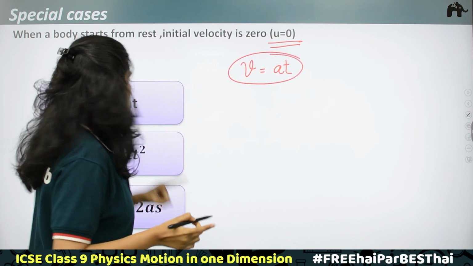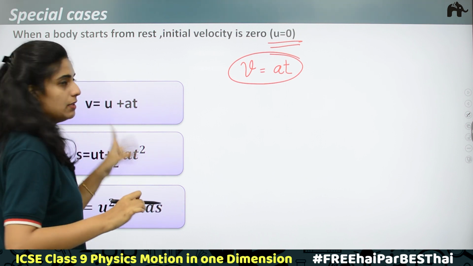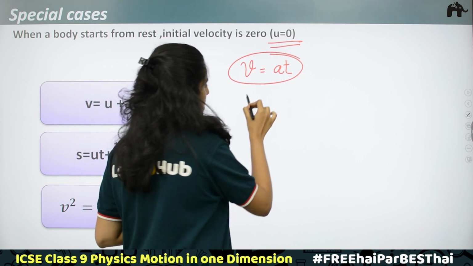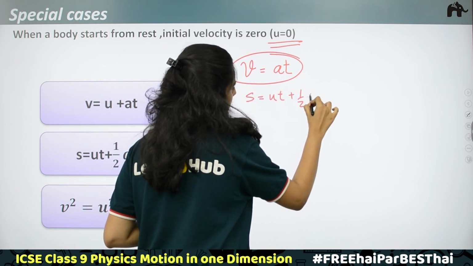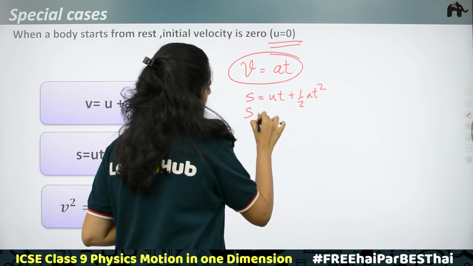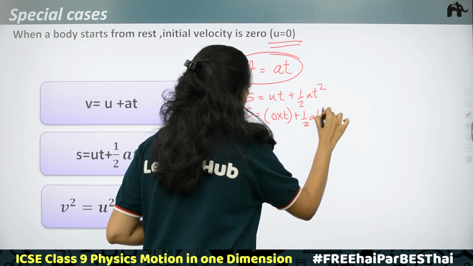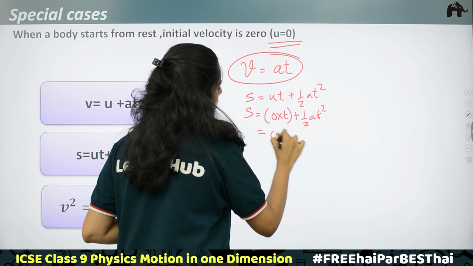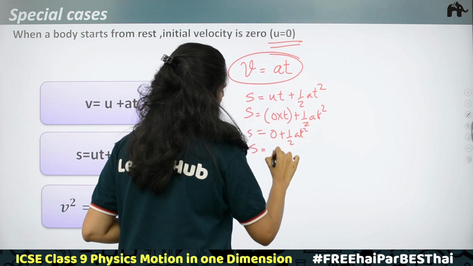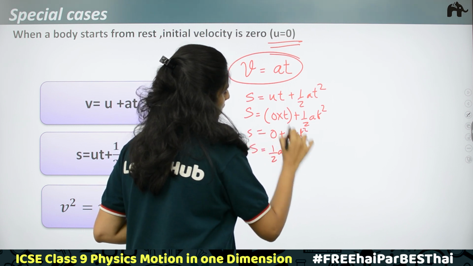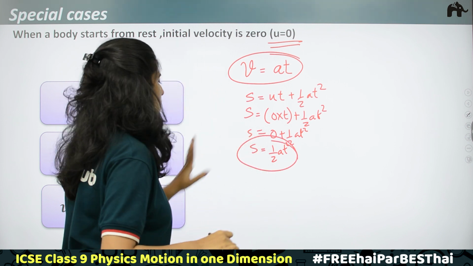Now the second equation. In all these three equations we have u. So s = ut + ½at². When u becomes equal to 0, s = 0 × t + ½at². 0 into t is 0, so 0 plus ½at². So s = ½at². The second equation changes to this when u becomes equal to 0.